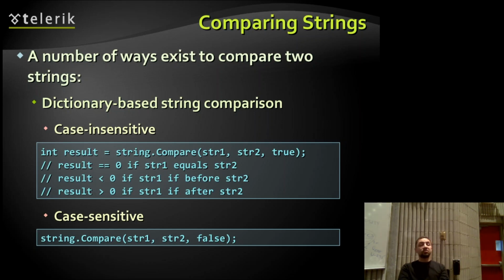We can say string.compare, which is a static method, which means the class name is before it, and then you give it two strings. So you cannot say string1.compare. That's not what we're doing here. We're saying string.compare, we give it two strings, and then we provide a single term to determine whether or not we're being case insensitive or case sensitive.